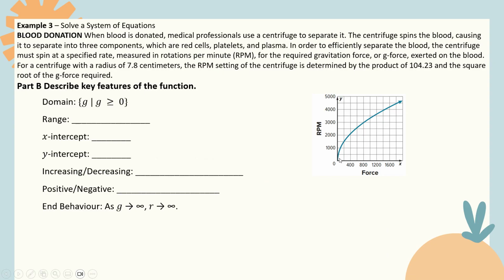So let's take a look at the range. You're looking at your y values. We would never have a negative y value when we're measuring RPM, so R is greater than or equal to 0. Our x-intercept, where it crosses the x-axis, is at 0. The y-intercept, where it crosses the y-axis, is also 0. It is increasing as g approaches positive infinity, and it is positive for g greater than 0. For our end behavior, as g approaches infinity, R approaches infinity.